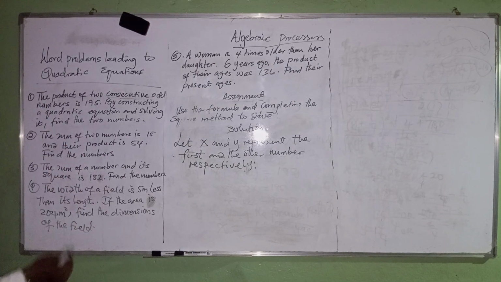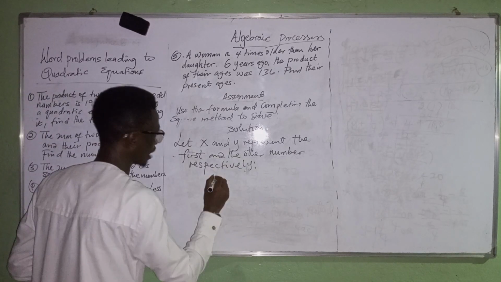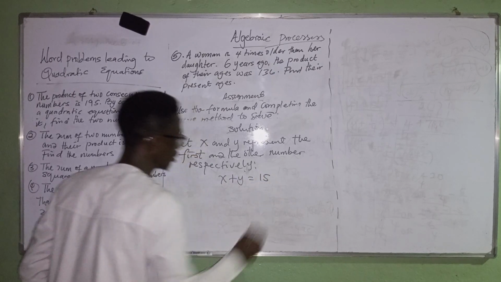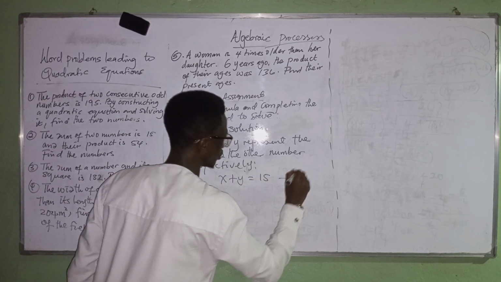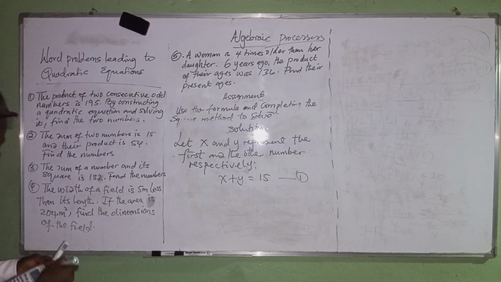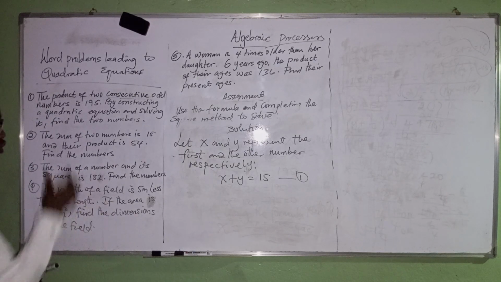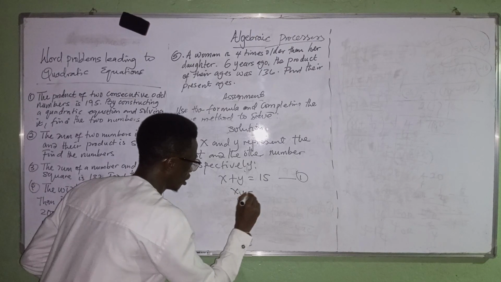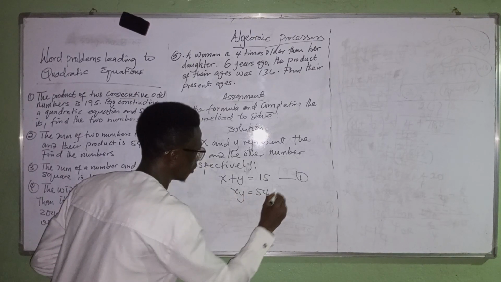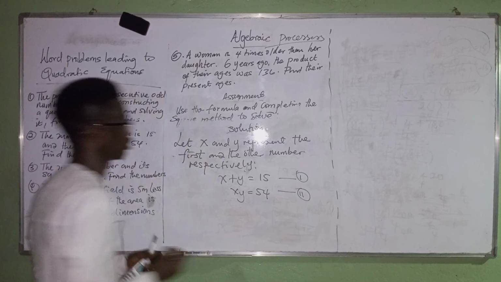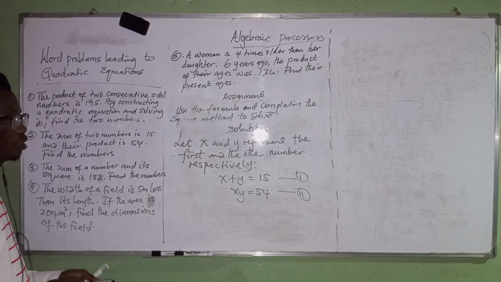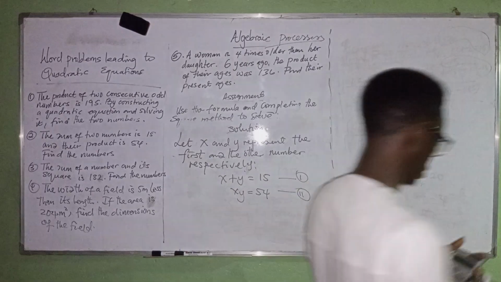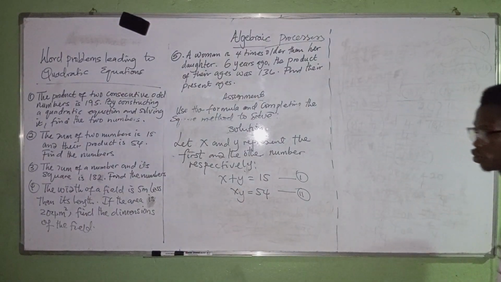So the sum of two numbers. So meaning you can add in the sum, x plus y must equal 15. So this is equation 1. And their product. So the same two numbers and their product is 54. So xy must equal 54. This is equation 2. Now it's more like simultaneous equation, but we'll head to quadratic.